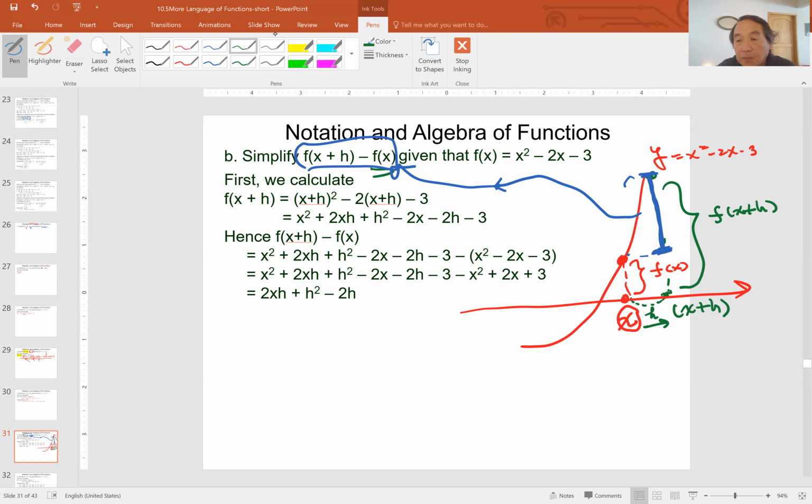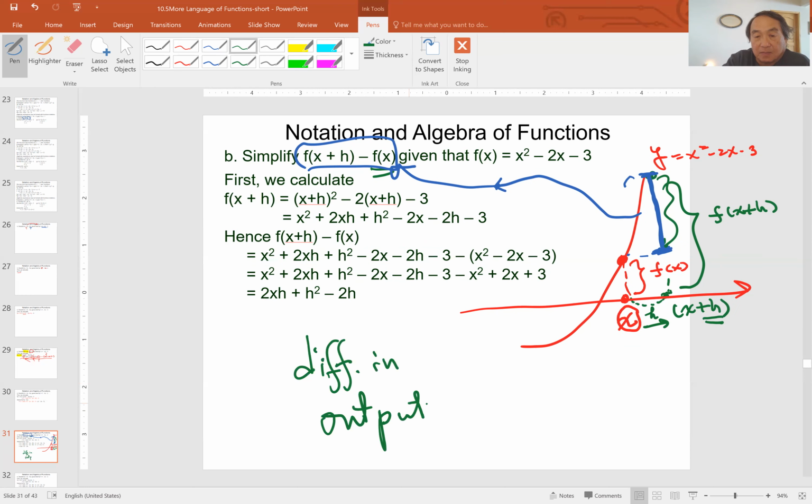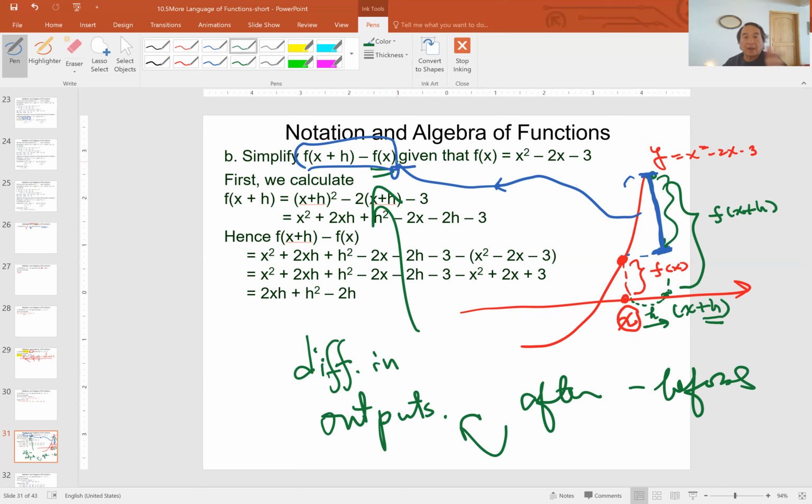That is geometry. That is how much is gained when I move the input from x to a little bit more, to x plus h. How much extra gain am I going to get in the output? In other words, this is a difference in output, a before and after difference. It's after minus before. This is what this formula is about, the abstract formula f of x plus h minus f of x, for every function f.